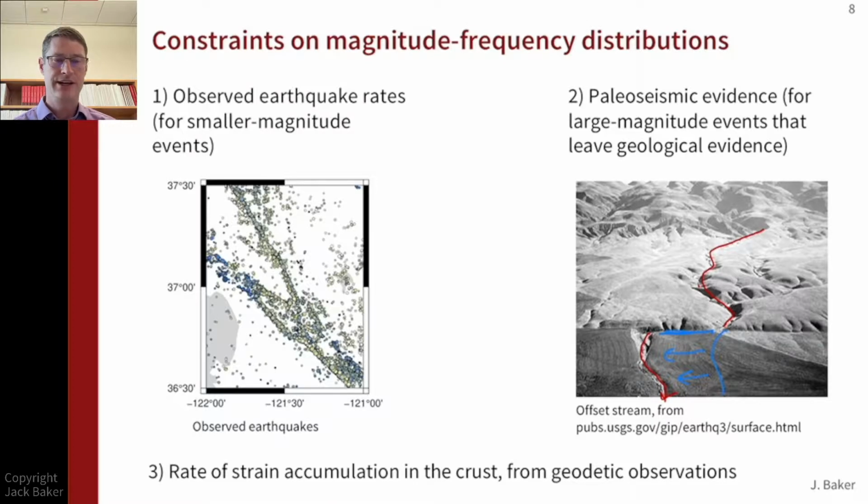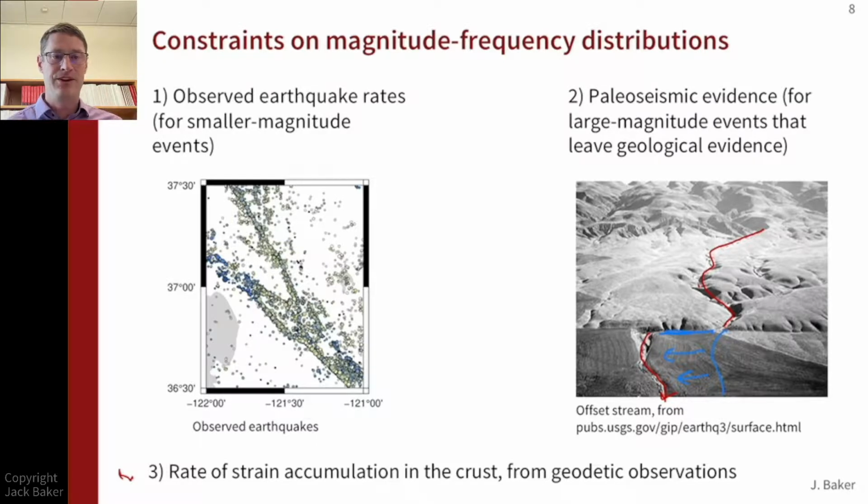Okay, there's a third line of constraints on these magnitude frequency distributions, which is the rate of strain accumulation in the crust. So this is what we can detect from geodetic observations. You can think about high-resolution GPS, and if we put GPS instruments on two sides of tectonic plates that are moving relative to each other, we can measure how fast the strain is accumulating in the crust. If we specify how much of that strain accumulation is going to be released in earthquake events versus other types of slipping events, we can say, well, that strain that's going into the system has to be released in the form of earthquakes.